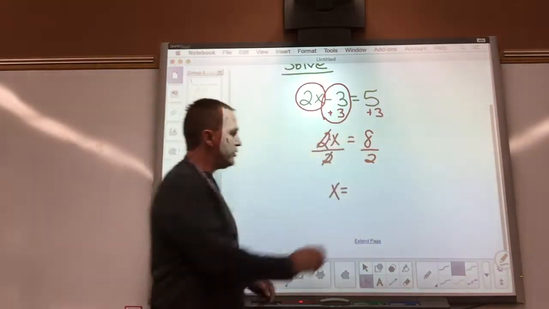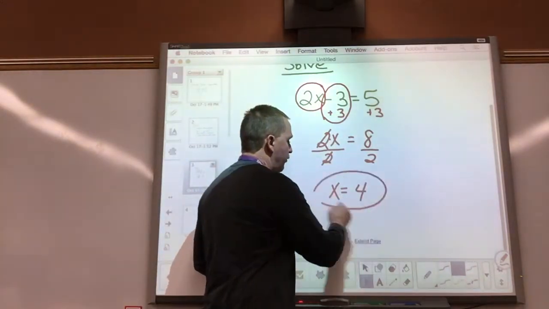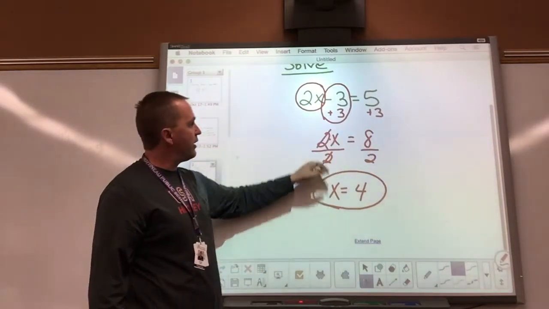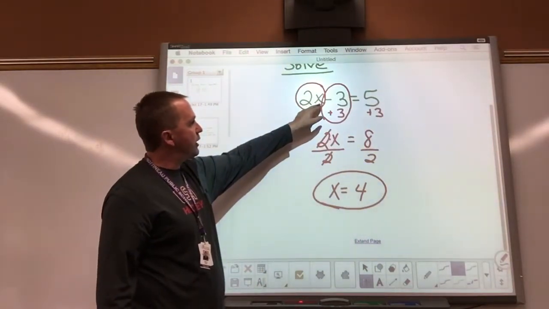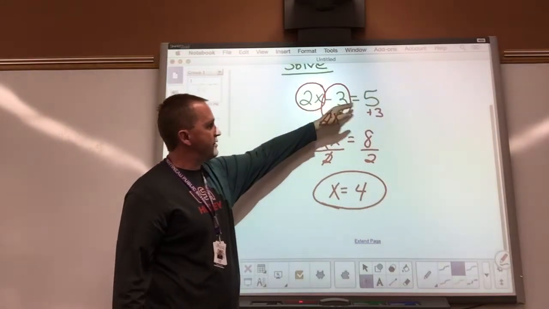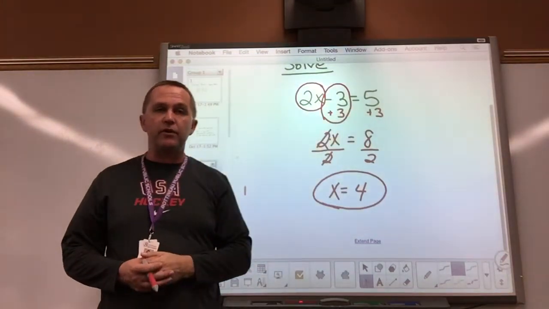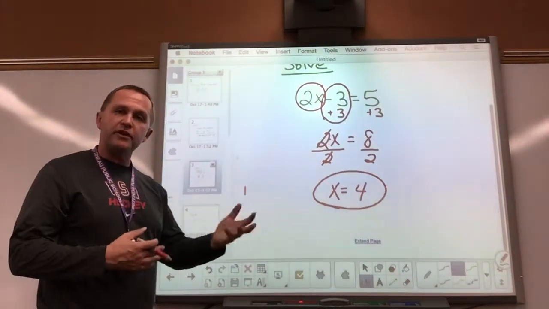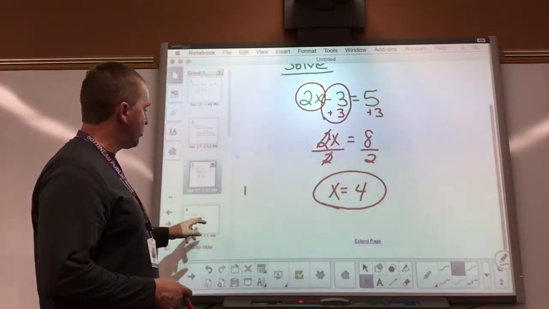And 8 divided by 2 turns out to be 4. In other words, my missing number in this equation would be the number 4. If I were to plug 4 in here, 2 times 4 is 8, subtract 3 is 5, and that number does work out in terms of solving that equation. So using some opposite operations, doing the same thing to both sides, certainly seems to work out.